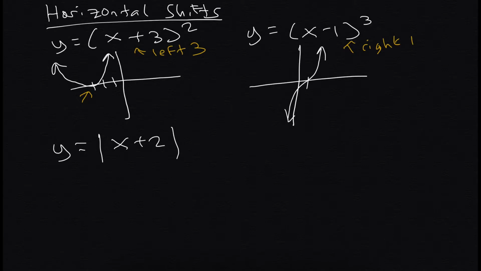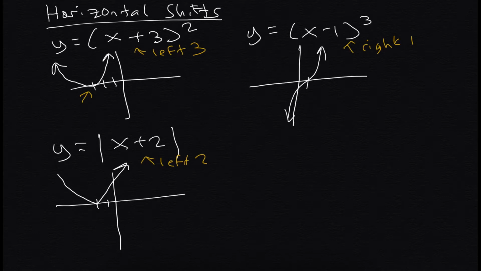Let's see here. How about y equals the absolute value of x plus 2? Well, x plus 2, that's going to be left 2. So left 2 is going to take our regular V shape and put it to the left 2.